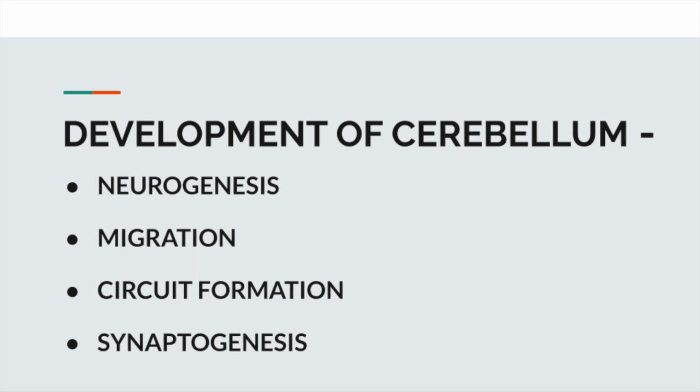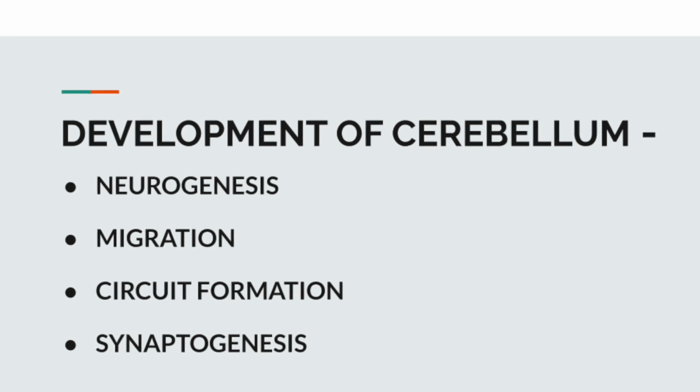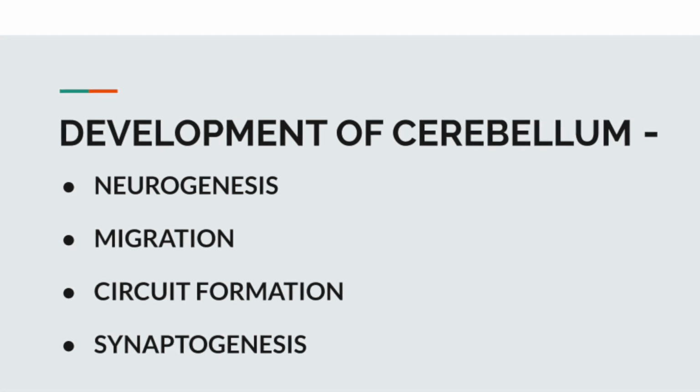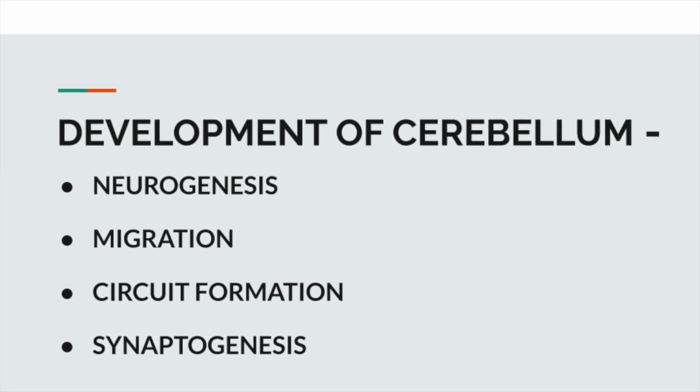Next is the development of the cerebellum. The cerebellum undergoes intricate developmental process during embryogenesis involving the proliferation, migration, and differentiation of neural progenitor cells. Key stages of the cerebellar development include neurogenesis, migration, circuit formation, and synaptogenesis.